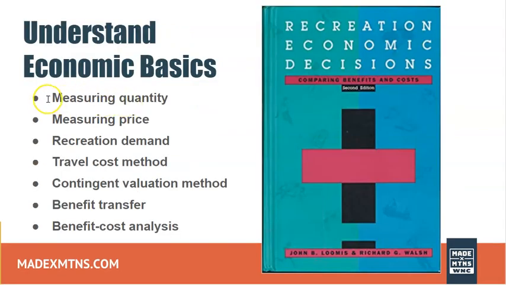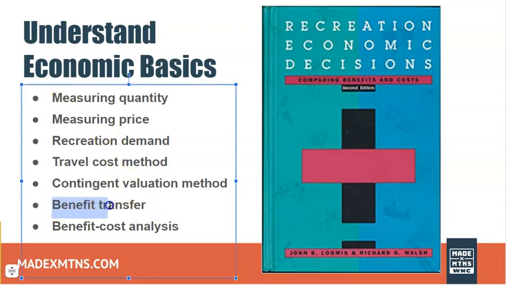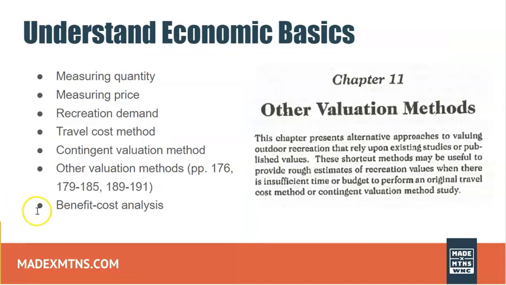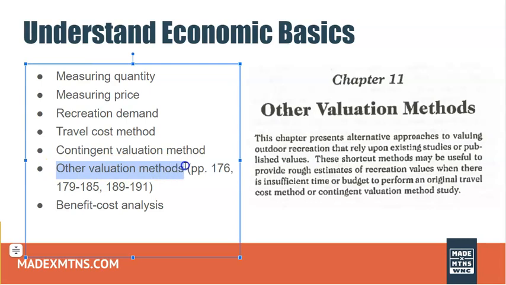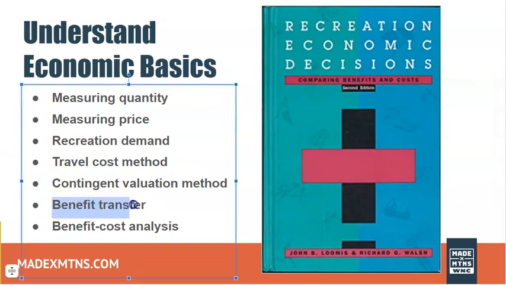Okay, so we are talking about recreation economics from the Loomis and Walsh book, and this topic is benefit transfer, or as the chapter calls it, other valuation methods. And I've changed this wording to other valuation methods because there's more than benefit transfer in this chapter. So apologies for all the slides that said benefit transfer on the previous videos.